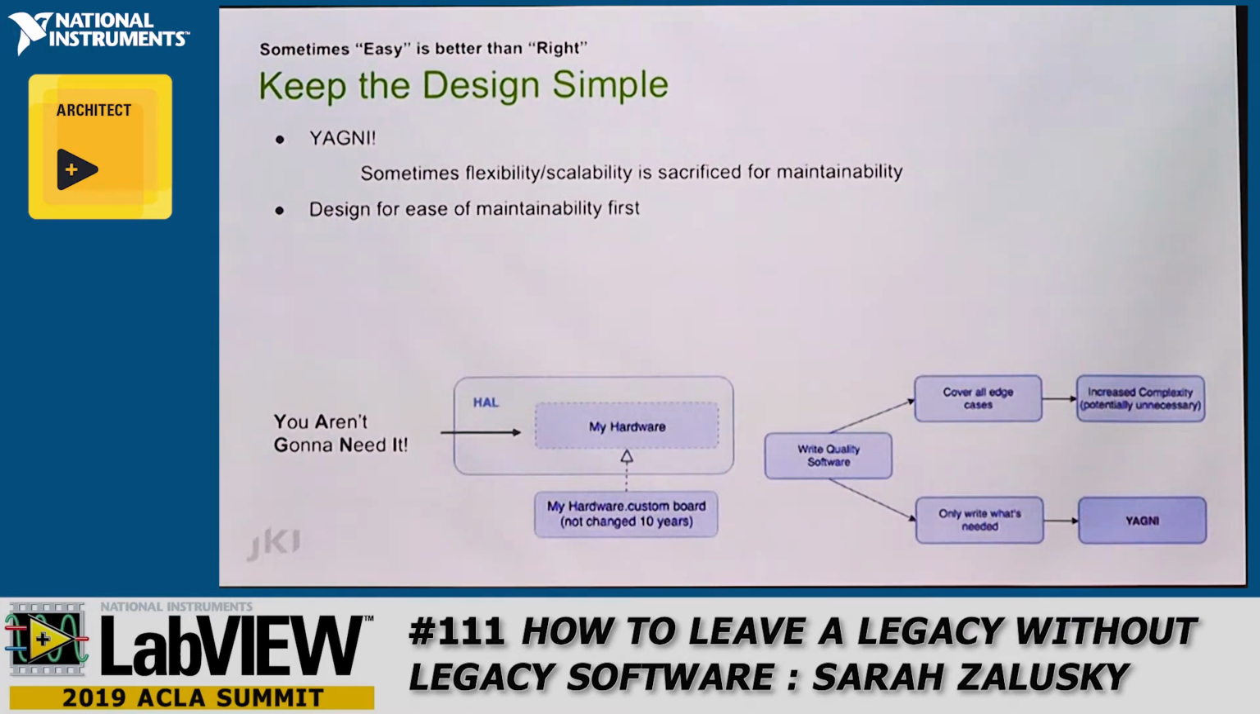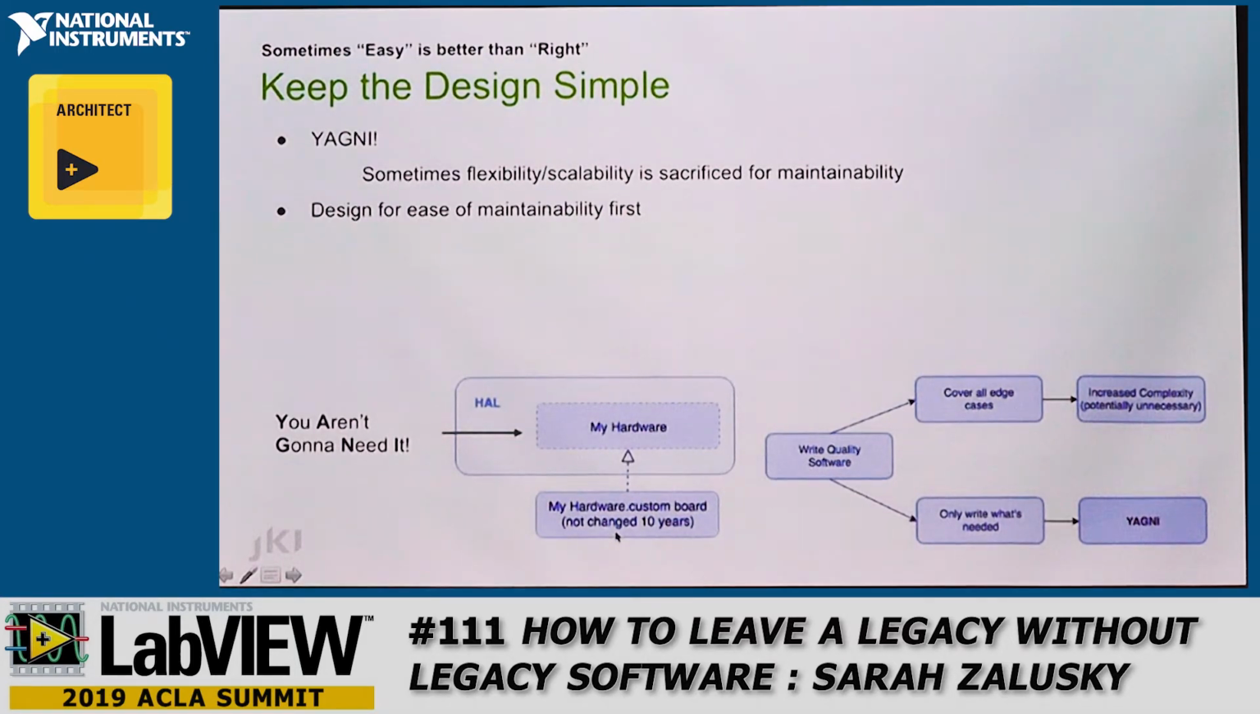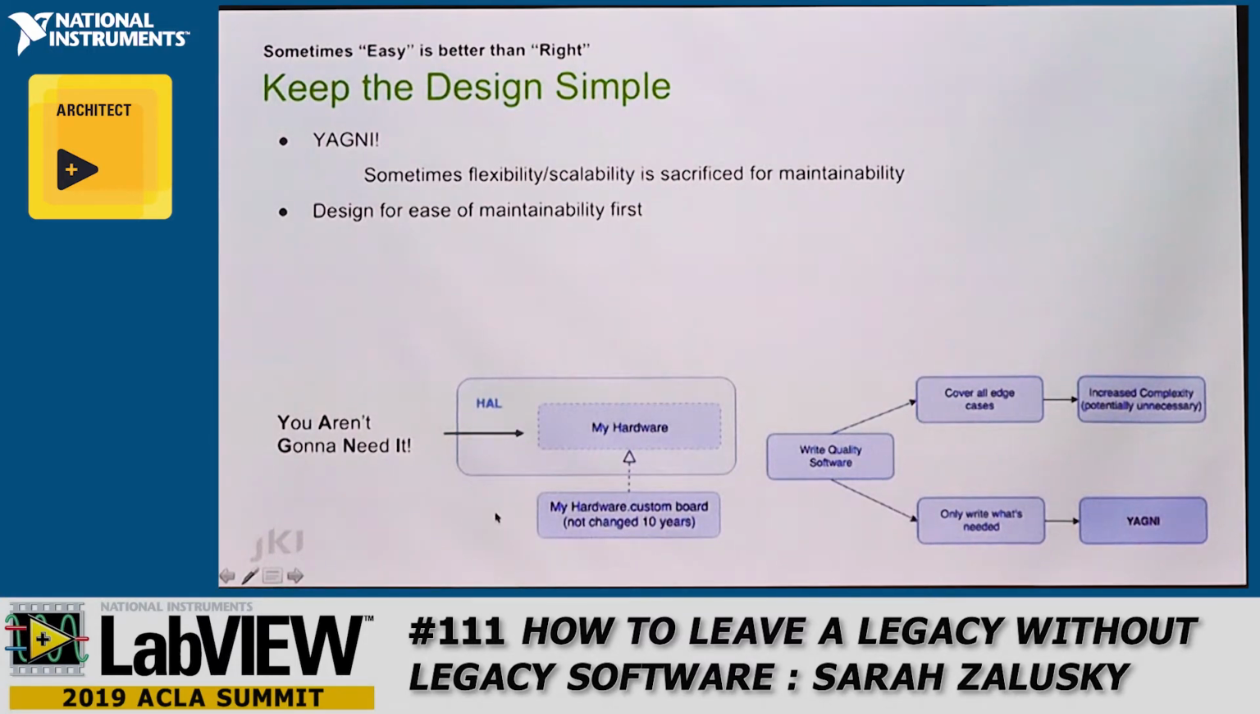So here I have a classic example of YAGNI. I've got my hardware abstraction layer, and I've got my nice abstract interface to my hardware. And then let's say for this specific customer, I've got a custom board, custom firmware. It's been in place for 10 years. It's very unlikely at this point that they're going to have an off-the-shelf alternative or something like that. So I may make the decision that in order to keep the software simpler for now, I'm going to skip creating my hardware abstract class.